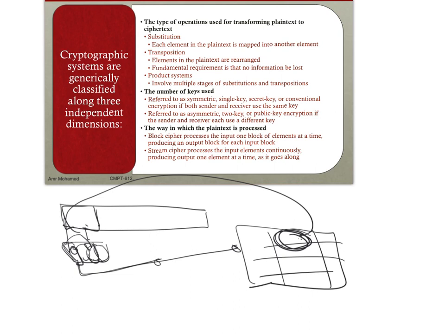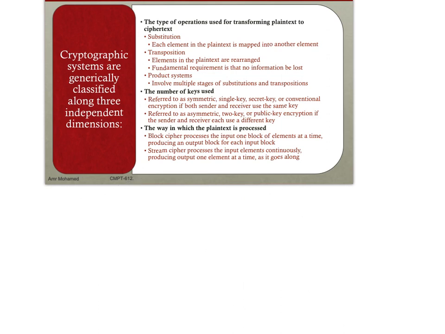Okay. So based on the way in which the plain text is processed, we have 2 categories. We have the block cipher and stream cipher. So it's important to understand the difference between these two. So for block cipher, what happens, and again, we have a long message. The message could have any arbitrary size, right?